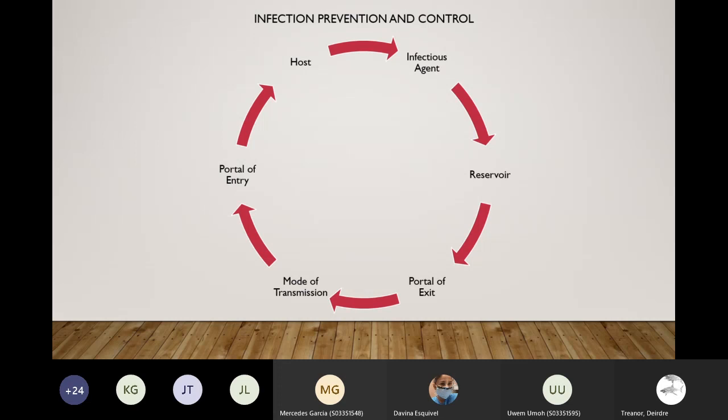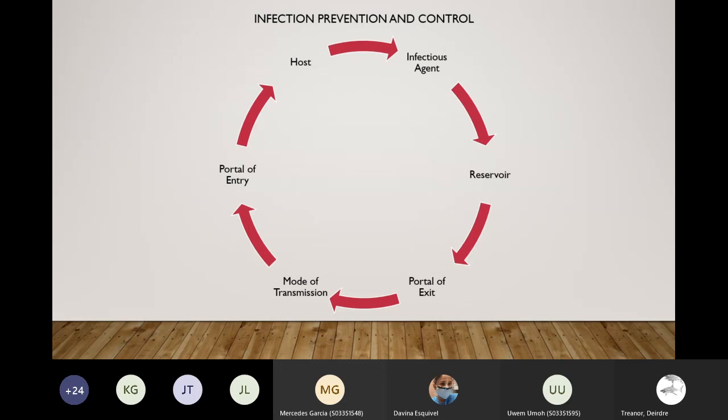Portal of exit is just that. It's the way they exit the reservoir, whether it's through blood, skin, mucous membranes. If you use standard precautions and follow isolation precautions, you should be safe. So things from skin and mucous membranes, we're talking about pus, purulent drainage, respiratory tract, your sneeze or your cough, your urinary tract, GI tract, reproductive tract, and blood.